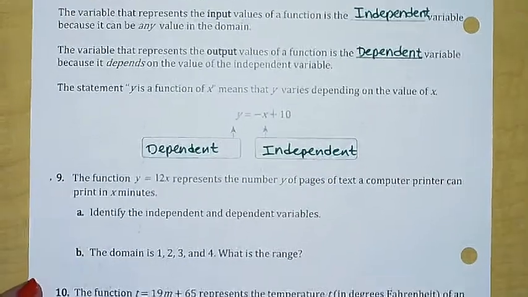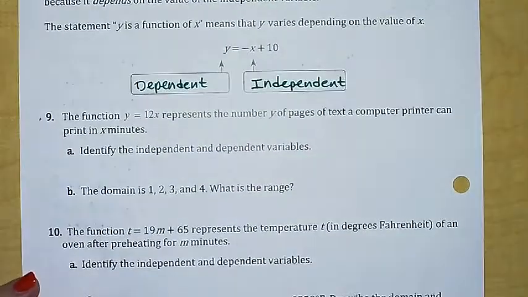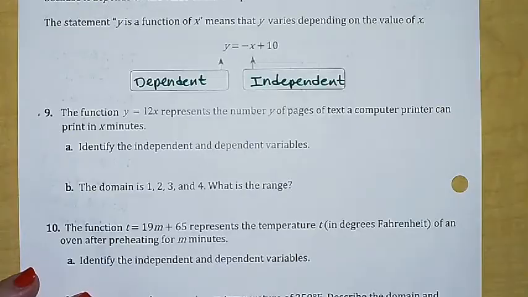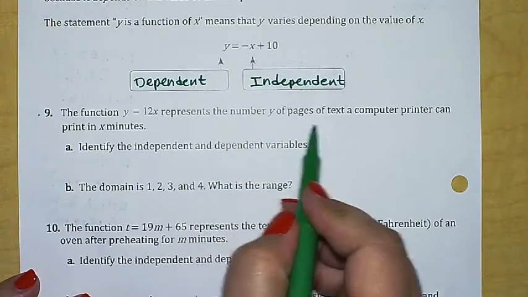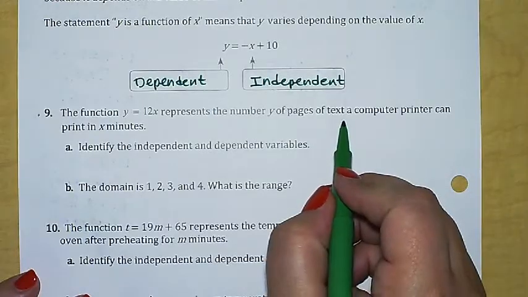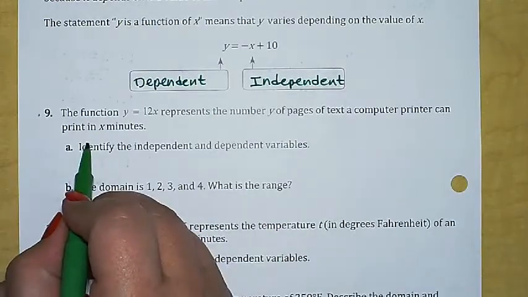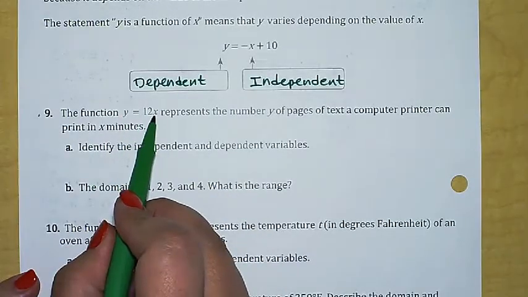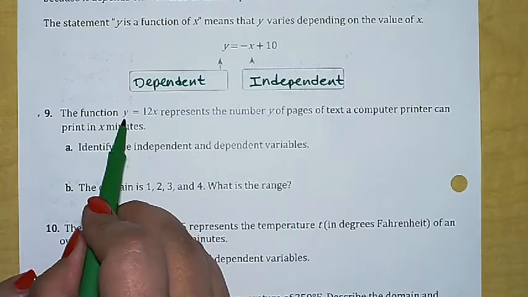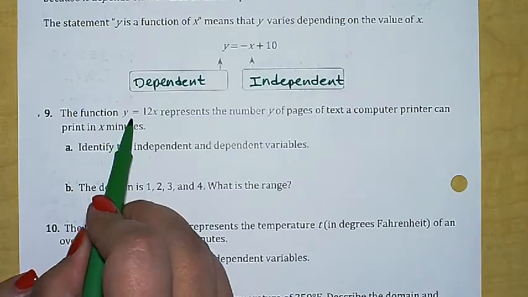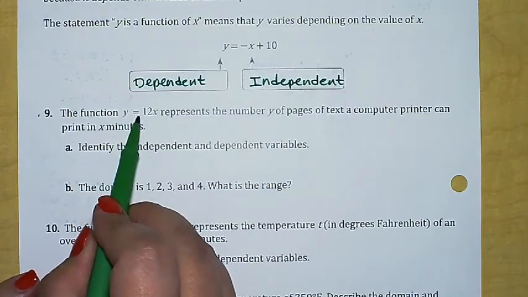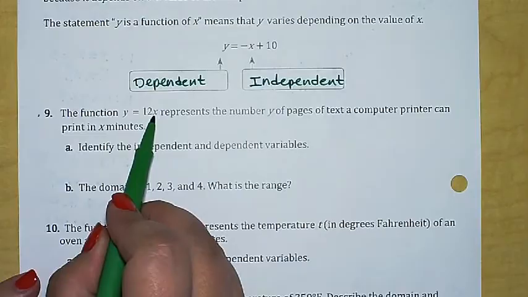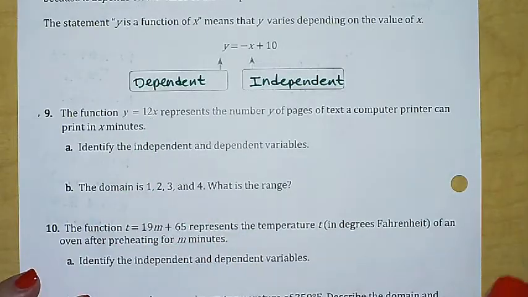Okay. So let's talk about identifying those. Let's try number 9. On number 9, it says a function y equals 12x represents the number y of pages of text a computer printer can print in x minutes. So we have this function. X is how many minutes have passed, and y is how many pages the printer has printed. So how many pages it's cranked out basically depends on how many minutes it's been printing, the amount of time that it's been going.